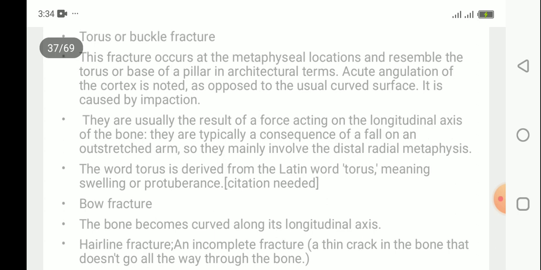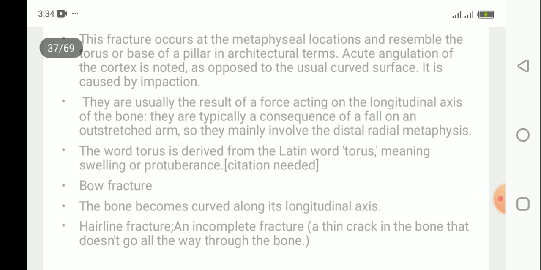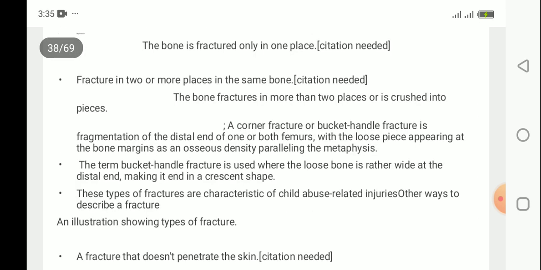Here the fracture may be a torus or buckle fracture, which is in the metaphyseal location, and it usually results from force acting on the longitudinal axis of the bone. Here the bow fracture may also be seen. In a bow fracture, the bone becomes curved along its longitudinal axis. A hairline fracture is an incomplete fracture. The bone is fractured in only one place, though fractures in two or more places in the same bone may be seen sometimes.